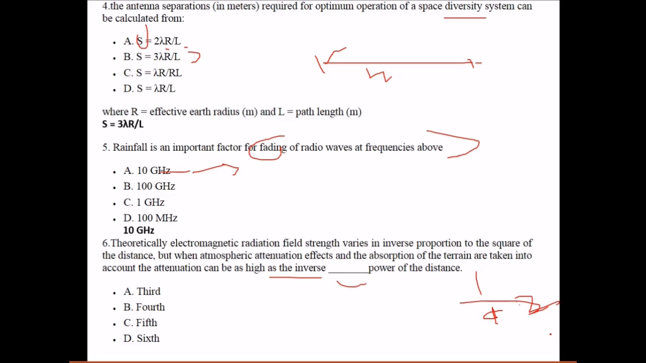Now, when the atmospheric attenuation effects and the absorption of the terrain are taken into account, the attenuation can be as high as the inverse of which power of the distance? Because now the atmospheric attenuation and the absorption of terrain is also taken into account. What is the answer? The answer is 6. It can be d to the power 6. Okay.